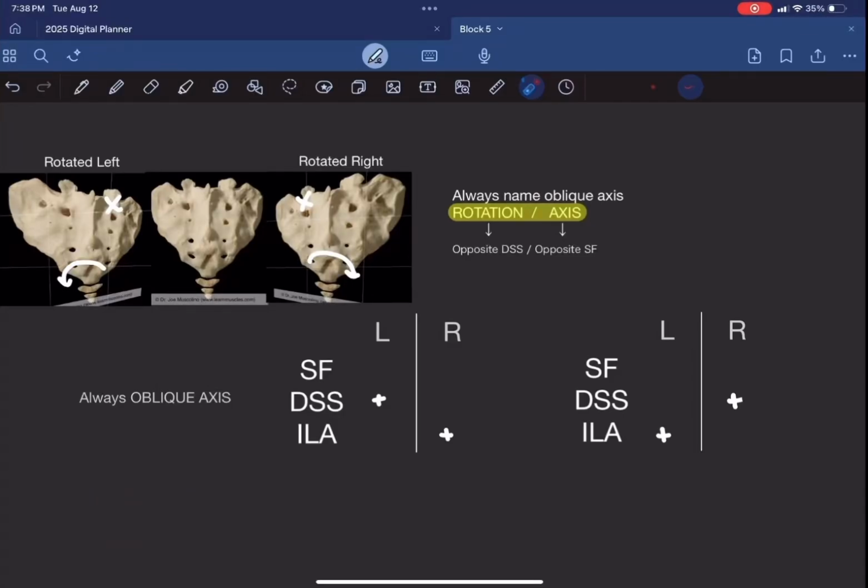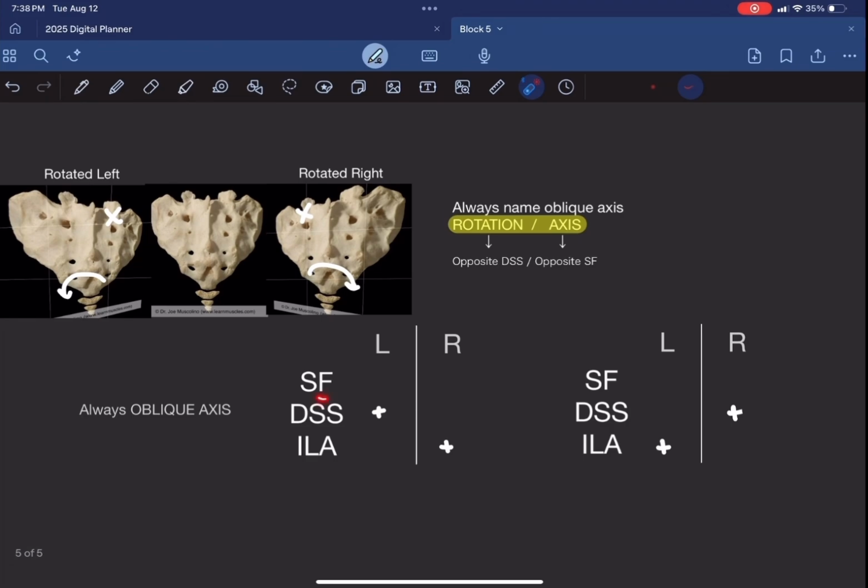So this is how I think about it. Basically, you have three findings: your seated flexion, deep sacral sulcus, and your iliae. So your deep sacral sulcus is up here, and your iliae are down here. So first, I just want to look at these two things.